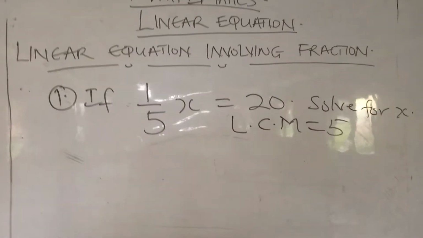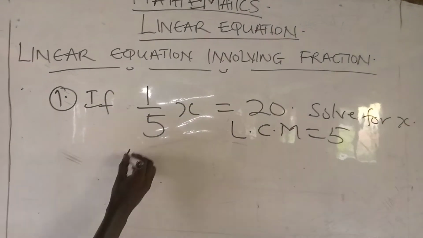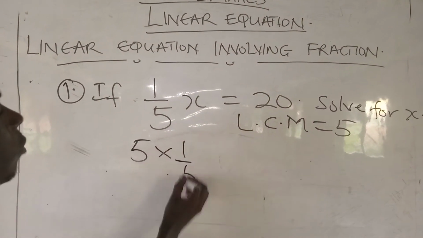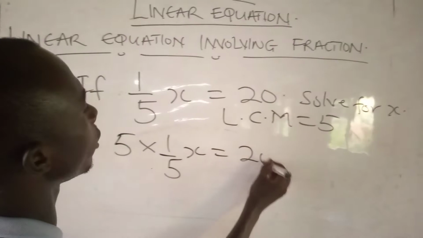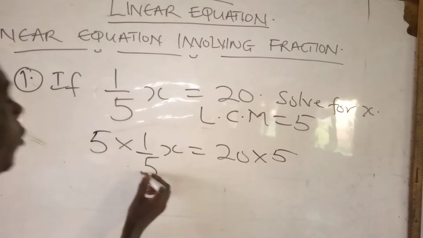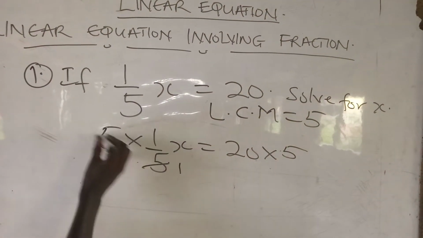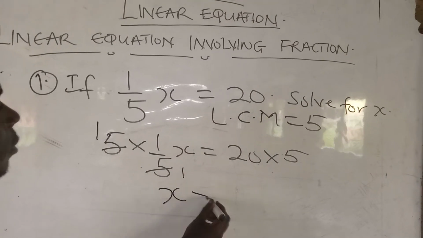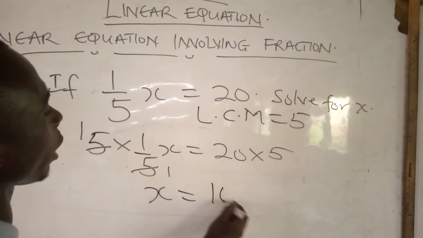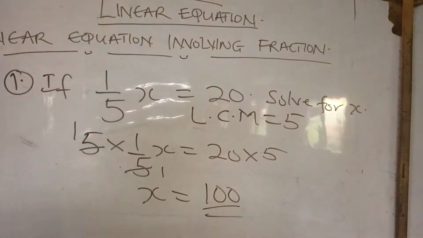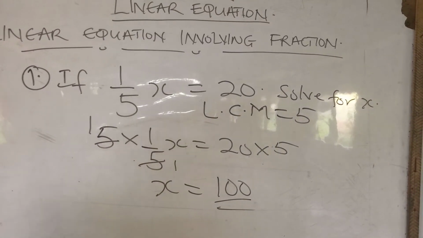You multiply through by the LCM, which is 5, times 1 over 5 x equal to 20 times 5. 5 goes here 1, 5 goes here 1. It's left with x equal to 20 times 5. We are having 100.